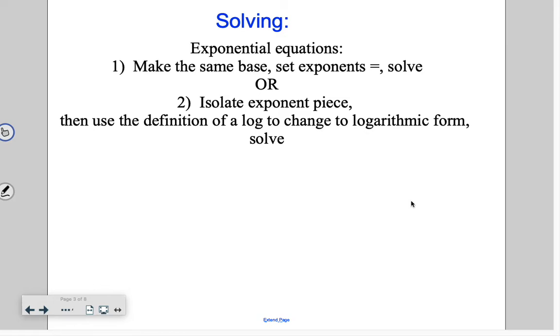So anytime you see an exponential equation, those are kind of your 2 options. If you can make them the same base, go ahead and do it and then solve from there. You don't even need a calculator. If you can't, then you're going to have to go through and isolate and work your way through it. Okay? So let me show you a couple of examples where you see a little bit of everything.